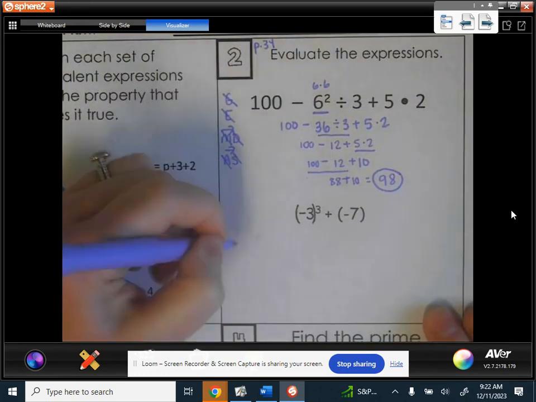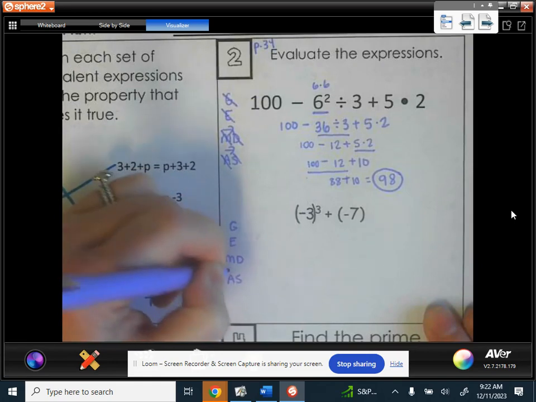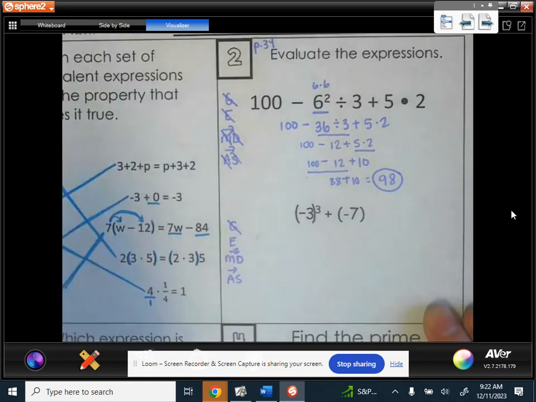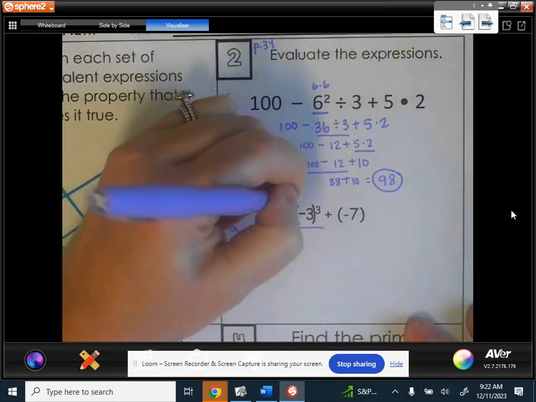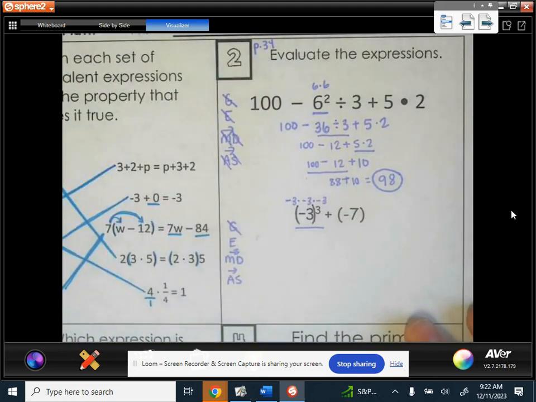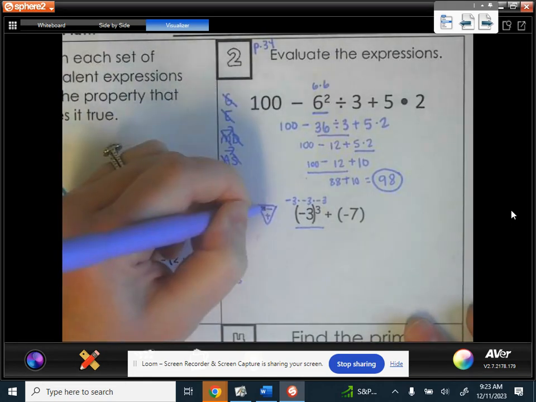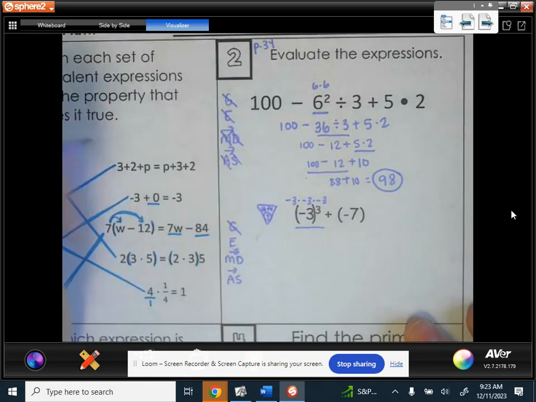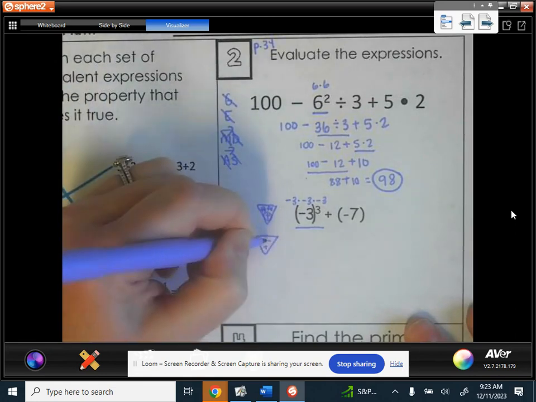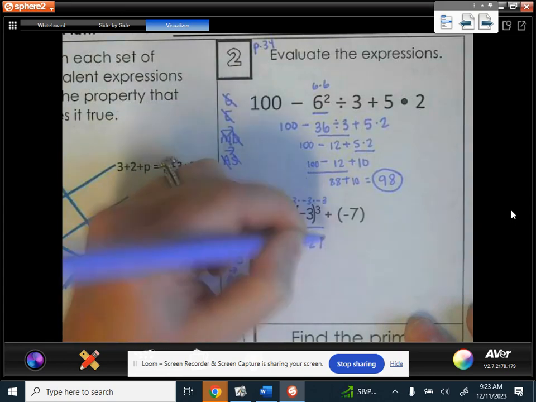On this next one, we also need to use our GEMDAS rules. We don't have any grouping symbols, but we do have exponents. Now, again, I would really recommend you write this out in expanded form. -3 times -3 times -3, because we've got to use Dorito Man here. So the first -3 times -3, that's going to give us a +9. But then we have to do +9 times -3, and that's going to give us -27.